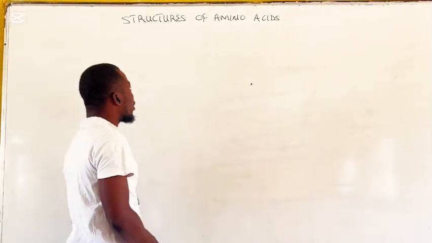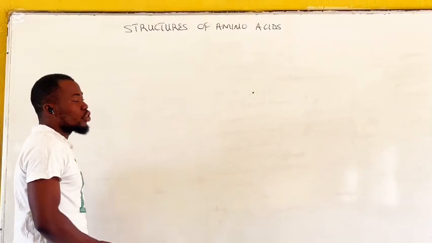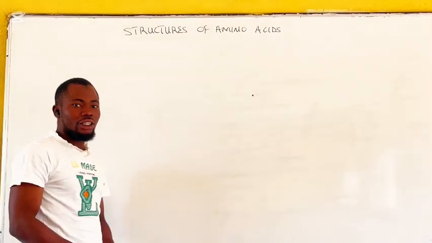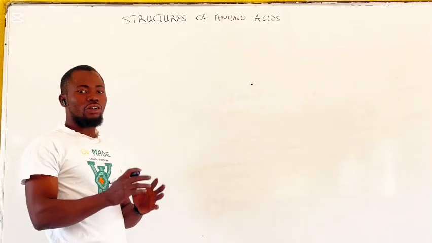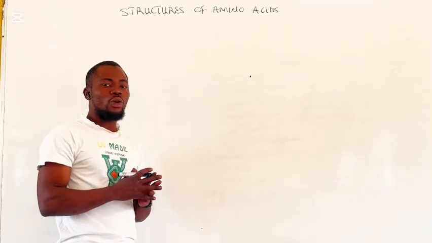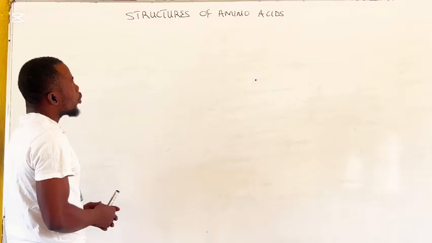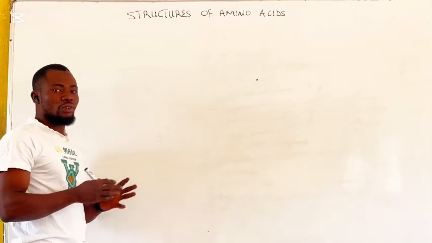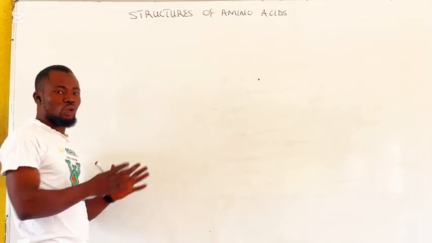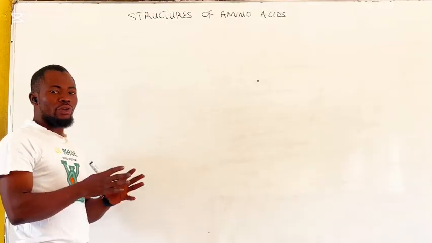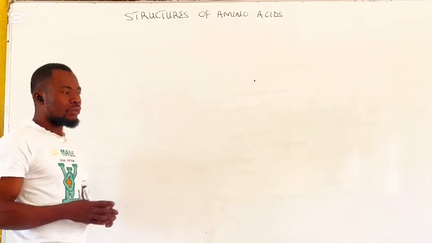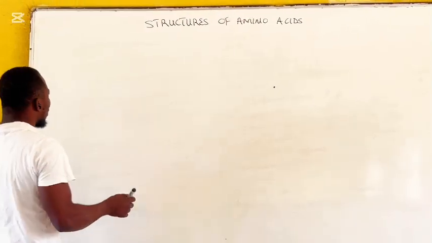In today's class, we shall be looking at the structures of amino acids, the easiest way in which you can draw the structure of each amino acid. Before we start drawing, I would like us to classify the amino acids, because if you classify them based on the group in which they belong, it will be very easy for you to draw them. Now let's begin with the classification.